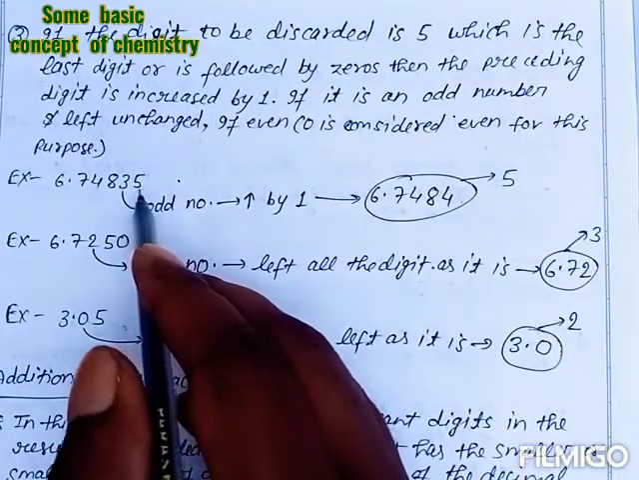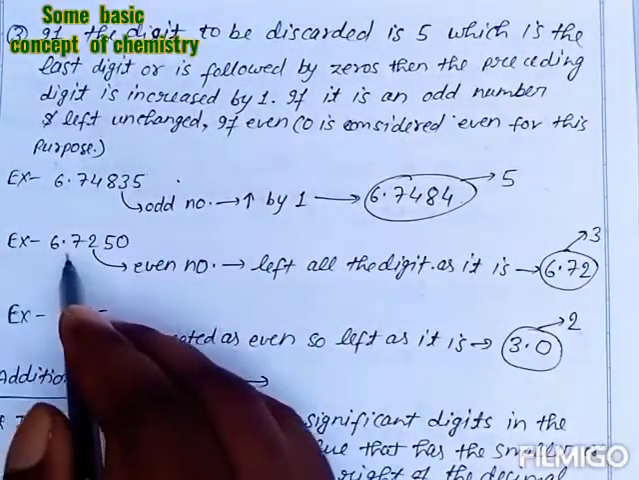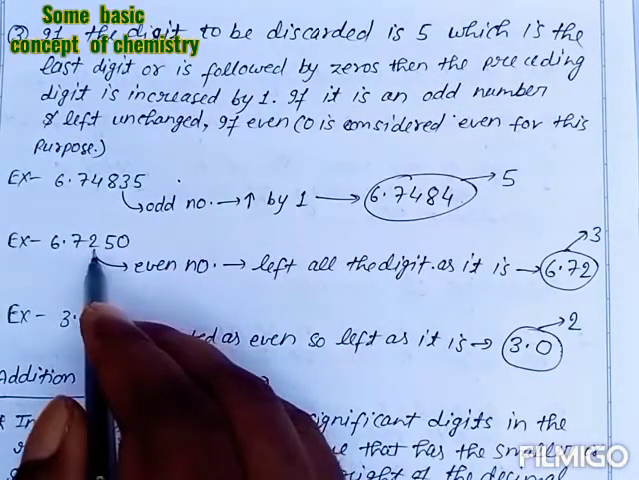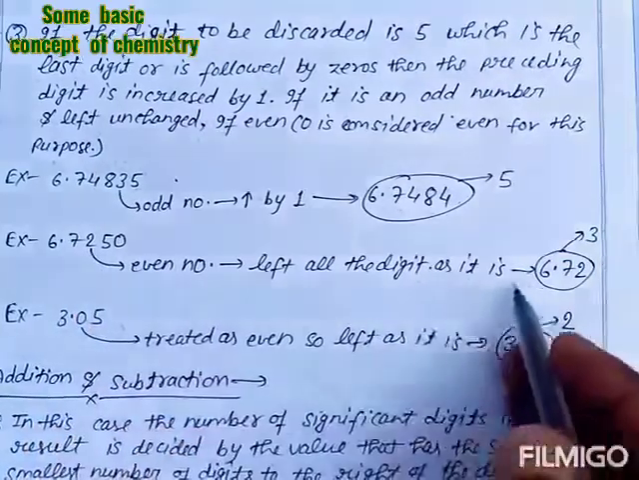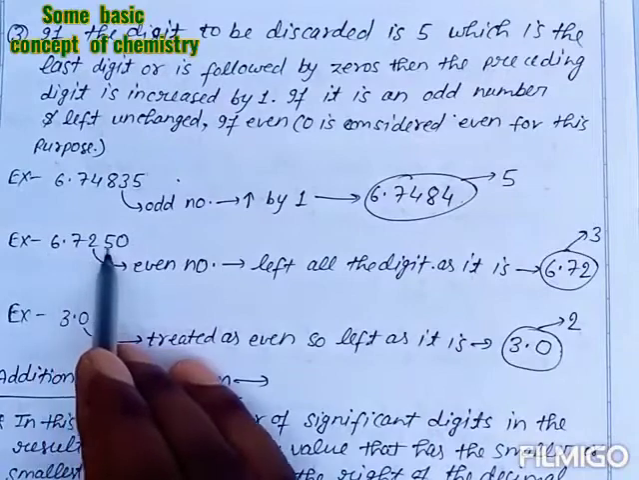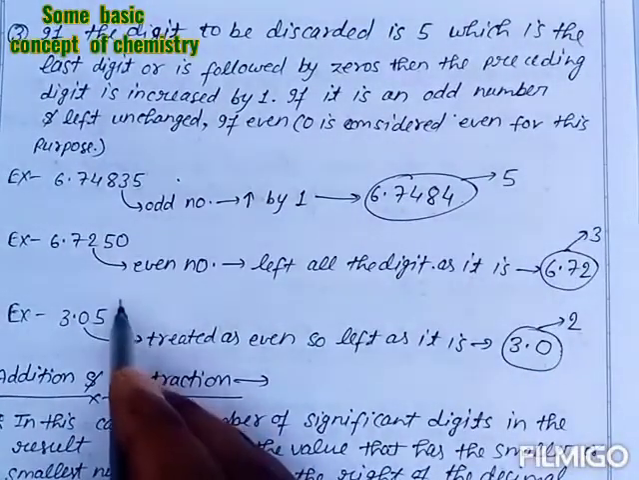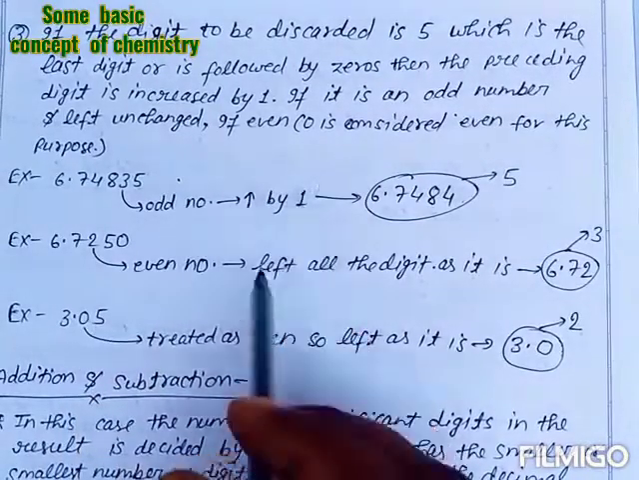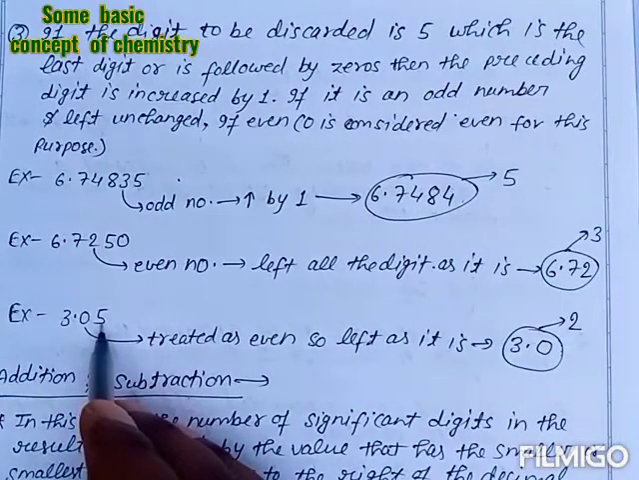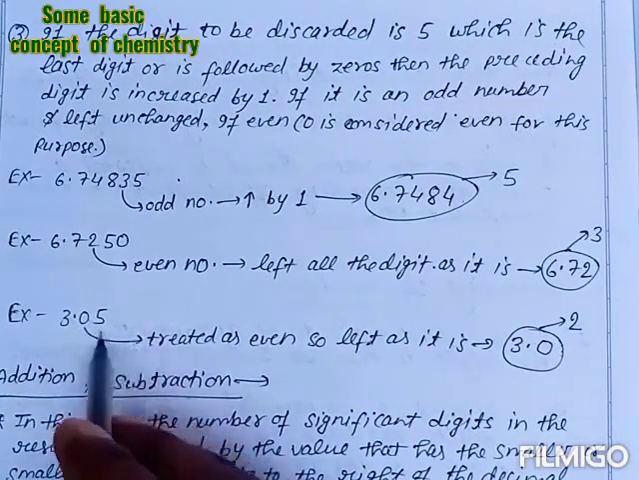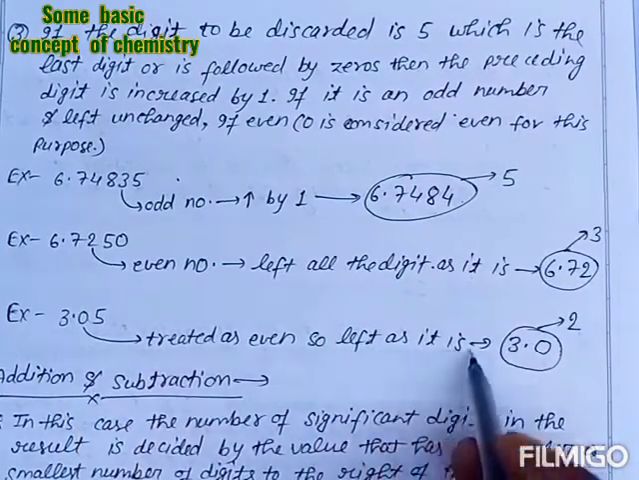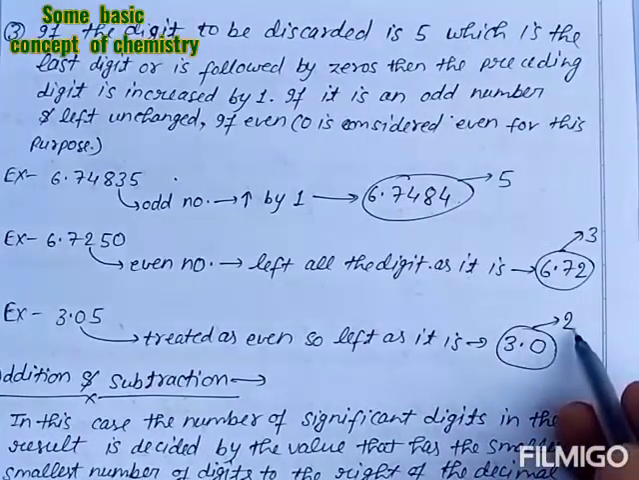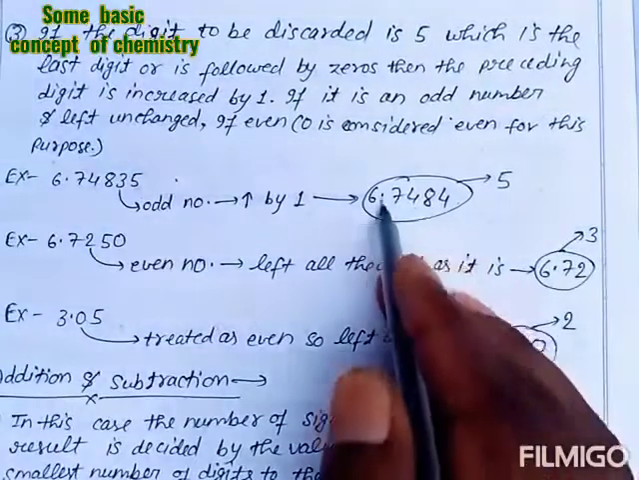Now another example, 6.7250. If the last digit is 5 and just before it is an even number, it will be left as it is. So the answer will be 6.72. And 3.05: 0 is left as it is. Exactly 5, and the preceding digit is 0, which is treated as an even number, so it is left as it is. So 3.0 has two significant figures, 6.72 has three, and the next has five significant figures.